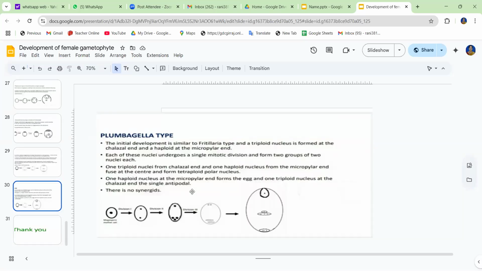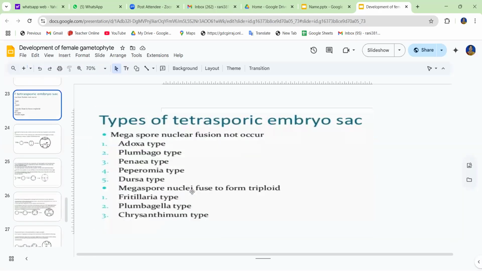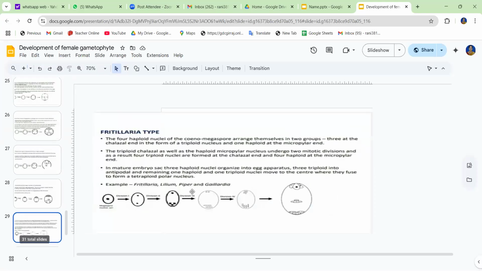So almost all 7 types we have discussed: Adoxa type, Plumbago type, Penaea type, Peperomia type, Drusa type, Fritillaria type, Plumbagella type, and Chrysanthemum. Whatever Adoxa, Plumbago, Penaea, Peperomia, Drusa, Fritillaria, Plumbagella, these are the main 7 types of the tetrasporic embryo sac. I'll show one schematic.